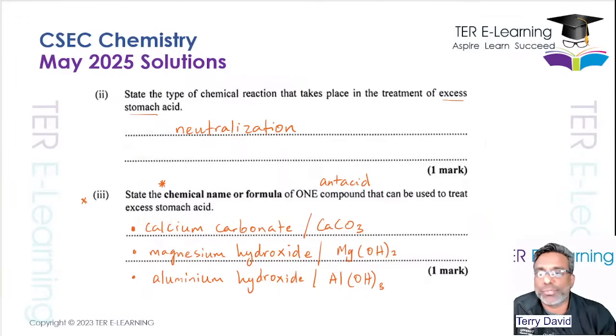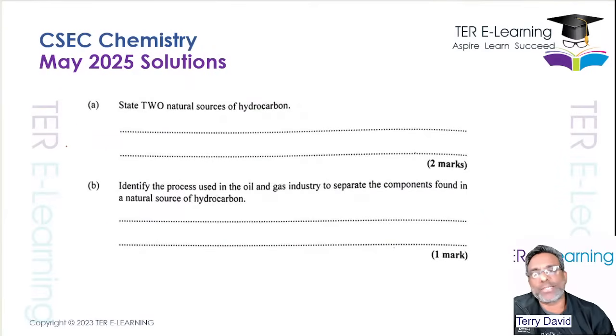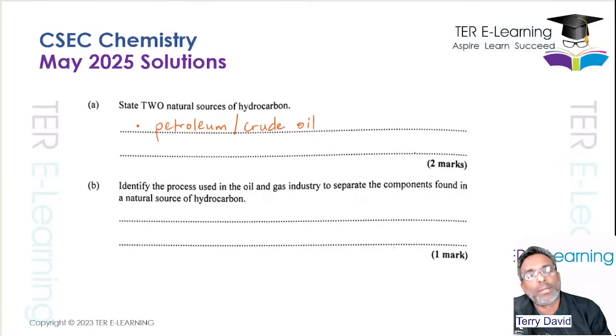Alright, let's see what we have here now. So that is the 3rd part. This next part, the fun questions. Question 3, state 2 natural sources of hydrocarbons. So we can say petroleum, or you can put crude oil. This is the same thing though, so it's either or here. You can put coal as an answer as well. You can even put natural gas as well.